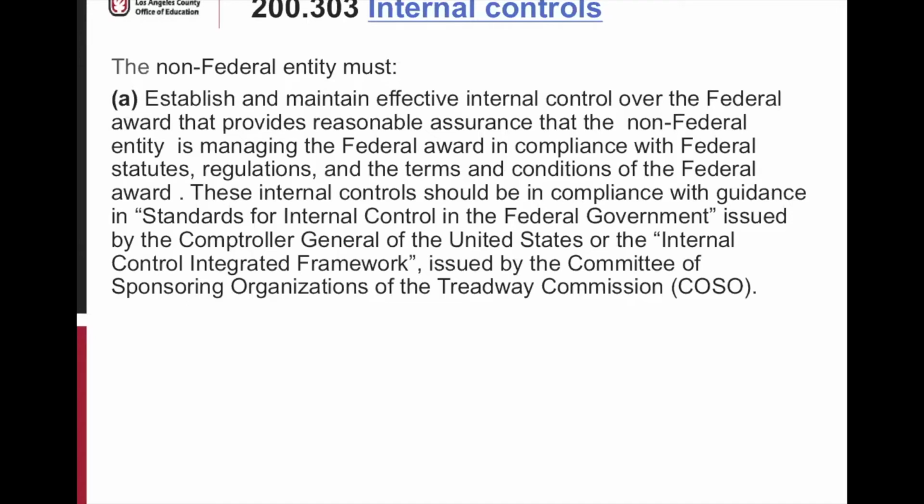Here's what the Uniform Grants Guidance says about it. It says that you need to establish and maintain. So it's clearly stated that you have to maintain internal controls, and the controls need to provide reasonable assurance that you're managing your award in compliance with, first of all, and we've said this a number of times, the statute, regulations, and terms and conditions of the award. So whatever the program is, you're meeting its requirements. Internal controls should be in place to ensure that.